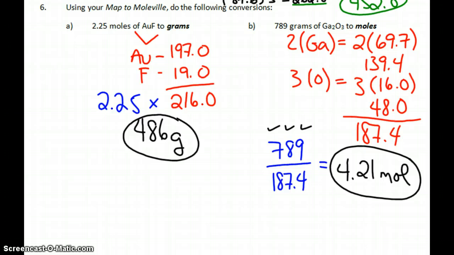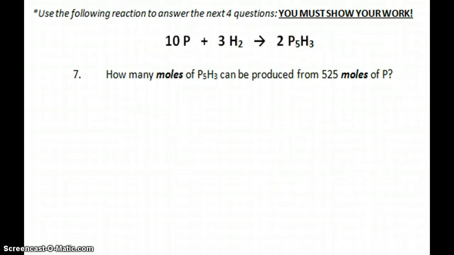All right, that takes us to our 4 main stoichiometry questions, and we have our balanced equation there. 10 phosphorus atoms plus 3 hydrogen molecules makes 2 molecules of P5H3, pentaphosphide trihydride. Sorry, pentaphosphorus trihydride. And so I need to look at this on the mole level here first. It's just a mole-mole problem.